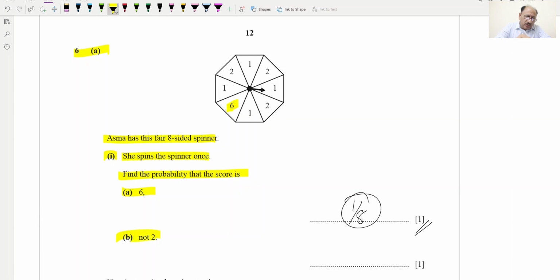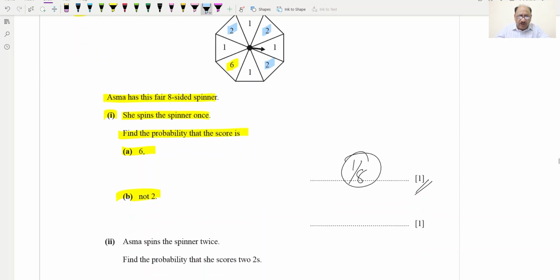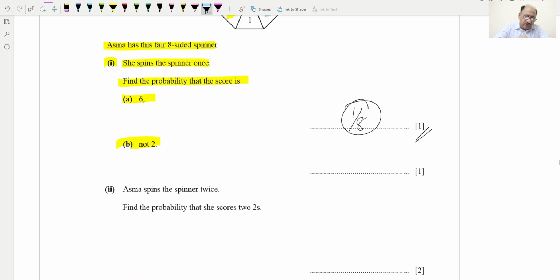Now, not 2. So how many 2s are there? 2s are 1, 2, 3. So not 2 are 5. So 5 out of 8. We can write the probability for not 2 will be 5 out of 8. And this is also a 1 mark question.